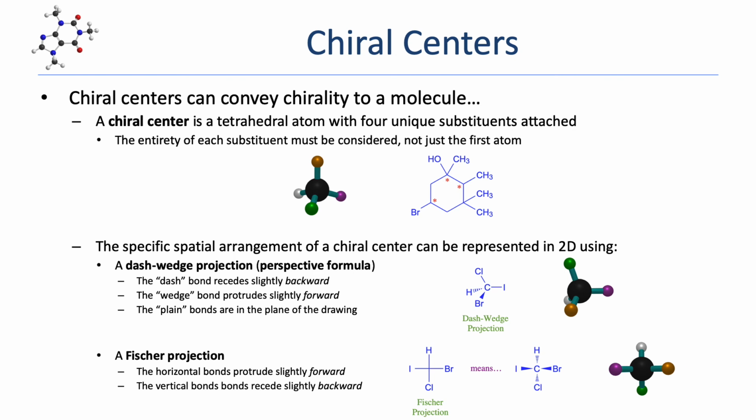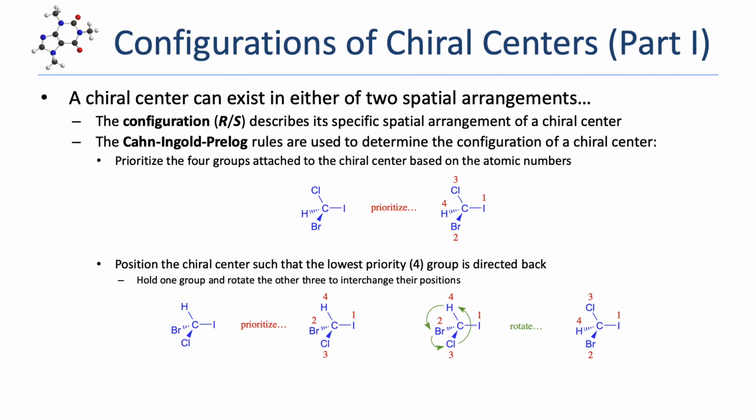The bonds represented horizontally are implied to be coming out towards us a little bit, and the bonds drawn vertically are fading back a little bit. In other words, it really looks like this, with 2 dashes in the vertical positions and 2 wedges in the horizontal positions. Now, we'd never draw it that way, but a Fischer projection is an alternative way of representing the exact 3D nature of a chiral center. So any chiral center can exist in either of 2 spatial arrangements.